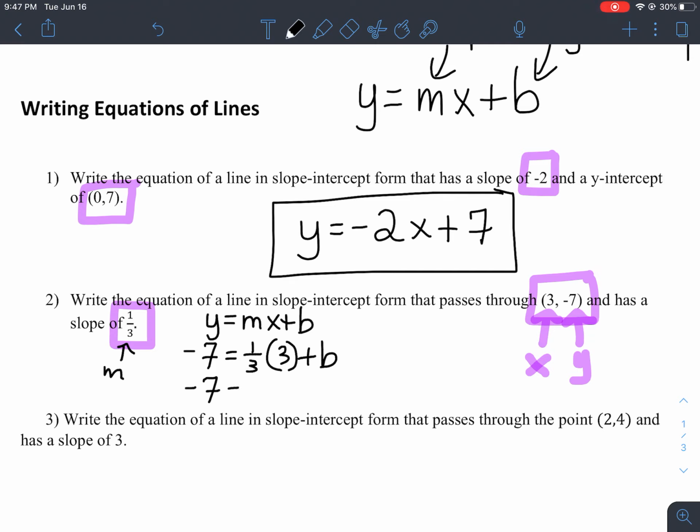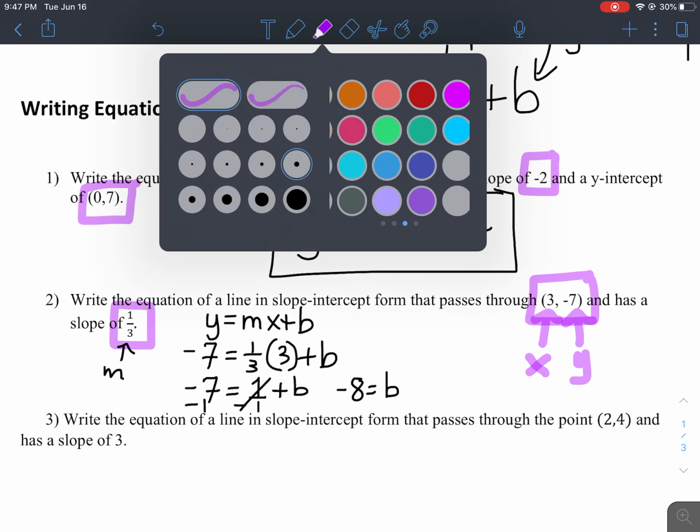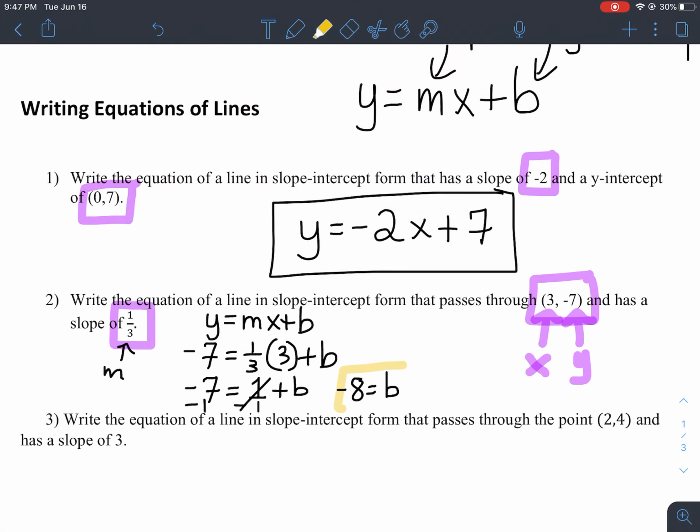So now simplify your equation. We have 1/3 times 3. Well, 1/3 times 3 is just 1 plus b. And then you just solve the one-step equation. How do you solve for b? You subtract 1 from both sides. -7 minus 1 is -8. So therefore, b equals -8. Well, now we just figured out what b is. So we know that our b is -8.